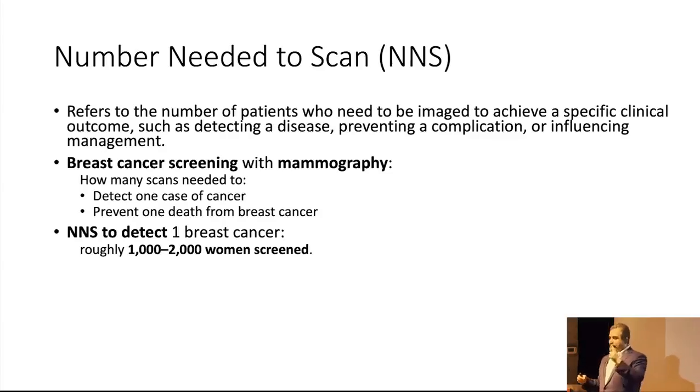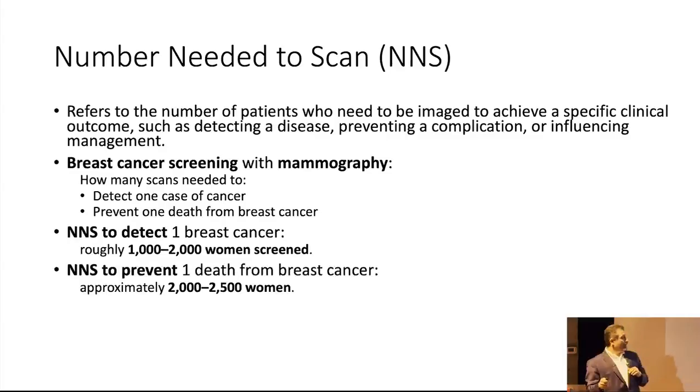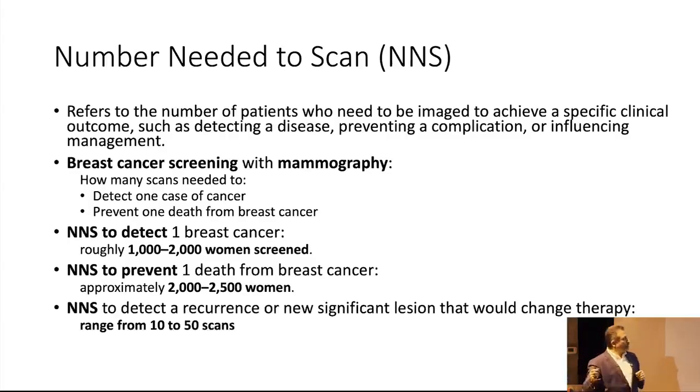So NNS for breast cancer detection is 1,000, okay? For preventing one cancer death, it is around 2,000. 2,000 mammographies you do to just prevent one death. And you do it routinely, right? So that is something that is being used. For using mammography to change the treatment program for somebody who already has cancer, NNS is something like 50.